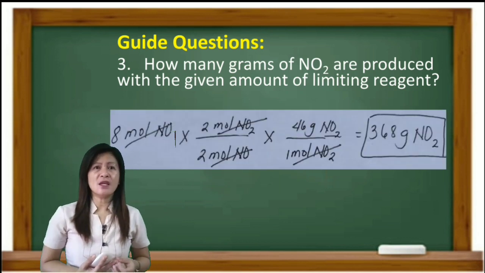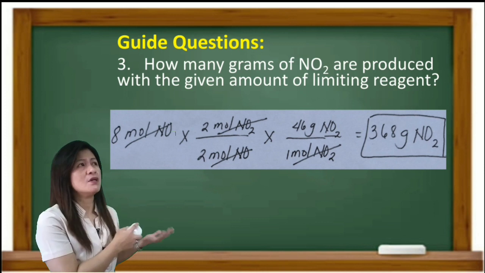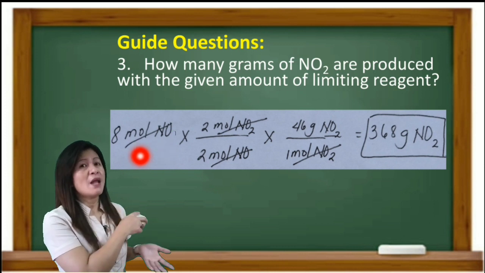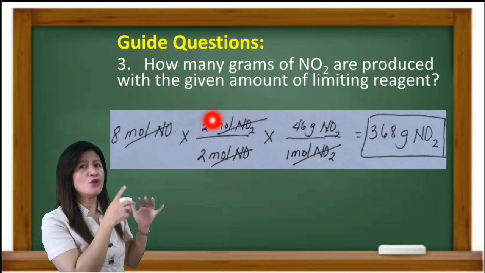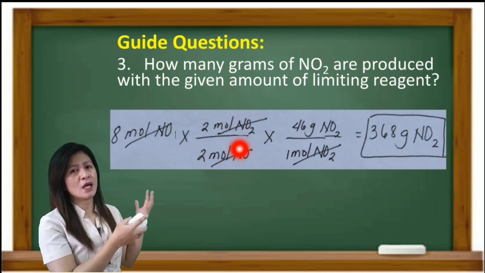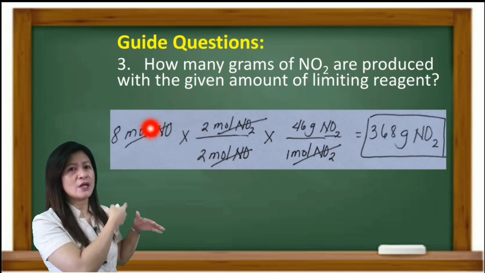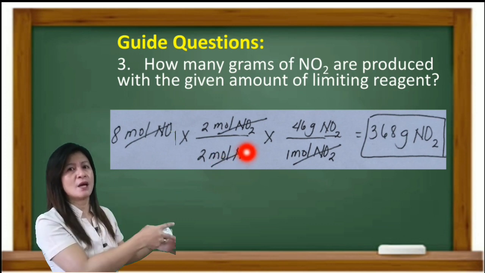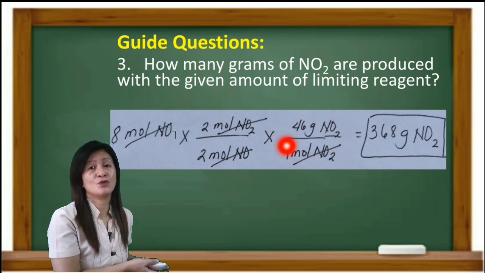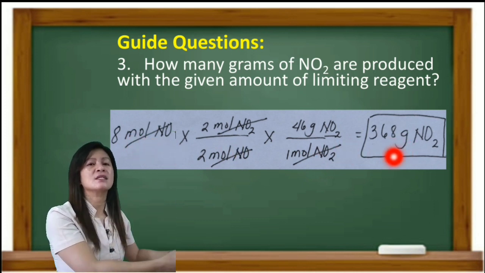So to answer question number 3, let's calculate the grams of nitrogen dioxide produced from the given amount of the limiting reagent. Again, the given amount of the limiting reagent is 8 moles of nitrogen monoxide. Multiply that by the relationship moles of nitrogen dioxide to moles of nitrogen monoxide from the balanced equation. Again, they have 2 coefficients, so we have 2/2. You cancel mole of nitrogen monoxide and mole of nitrogen monoxide, numerator and denominator. Multiply again, use another conversion factor. So this is not a one-step conversion. This is not a mole to mole calculation. This time we are doing a mole to gram or mole to mass calculation.